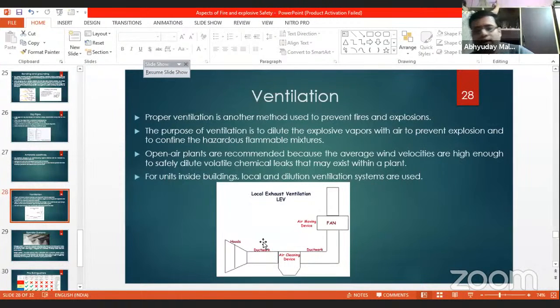Dilution ventilation is when the ventilation system allows a large quantity of air inside the room so that the concentration of the flammable substance inside the room is reduced. That is, it becomes diluted. So that is the function of dilution ventilation. Local ventilation carries away the flammable vapors and deposits them to a safe place. Dilution ventilation allows a lot of outside air to come in and dilutes the flammable substance concentration that has accumulated inside the building. So any one of these two systems can be used for proper ventilation of a unit that is housed inside a building.